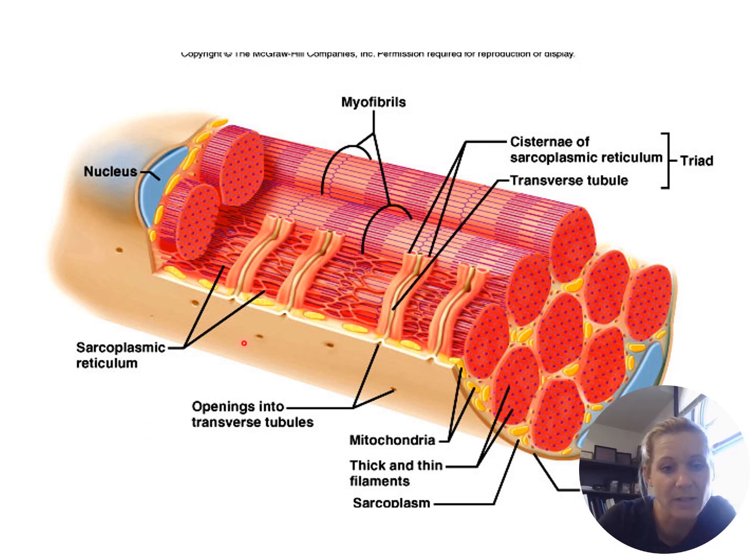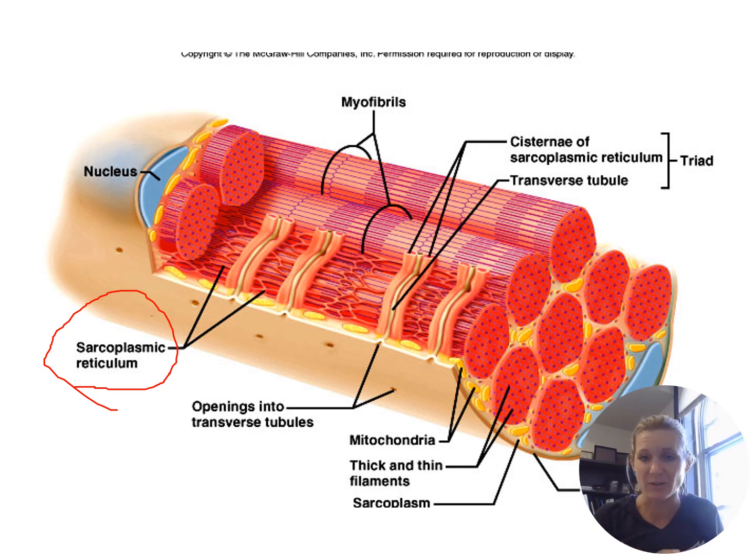Other things to note in this picture as we're adding to the story, we have something called sarcoplasmic reticulum. Think of it as little storage bins that are full of calcium. Calcium is going to play an important role when we talk about how muscles contract, coming up in just a couple minutes. We also have these T-tubules, or transverse tubules.